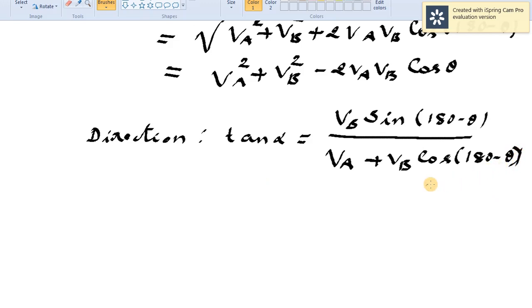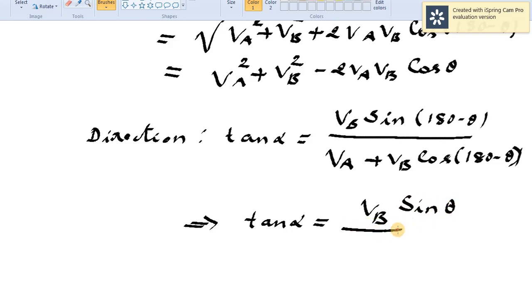This bracket here is nothing but tan alpha is equal to VB sin theta, since sin is positive in the second quadrant, whole divided by VA minus VB cos theta, because here it is cos of 180 minus theta, and cos theta is negative in the second quadrant.